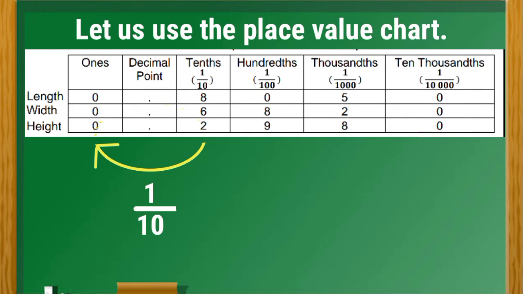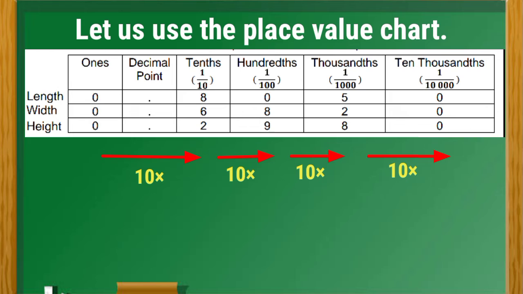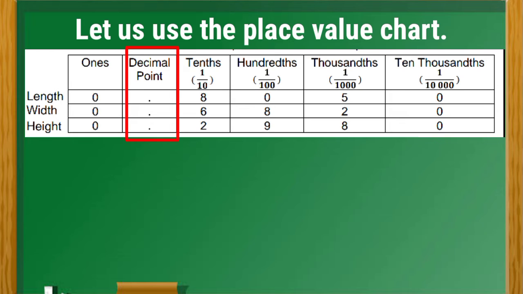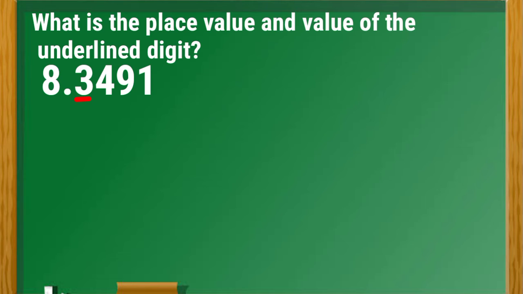The value of the tenths place is 1/10 of the value of the ones place. The place to the left is 10 times the place to its right. The decimal point dictates where the whole number part ends and where the decimal part begins. To understand the concept more, let's have other examples. What is the place value and value of the underlined digit? Let's have number 1.